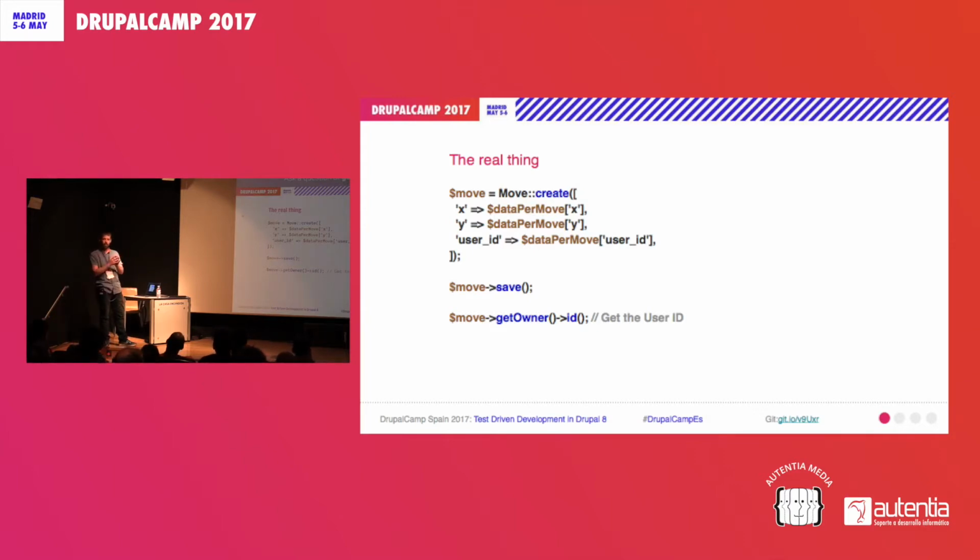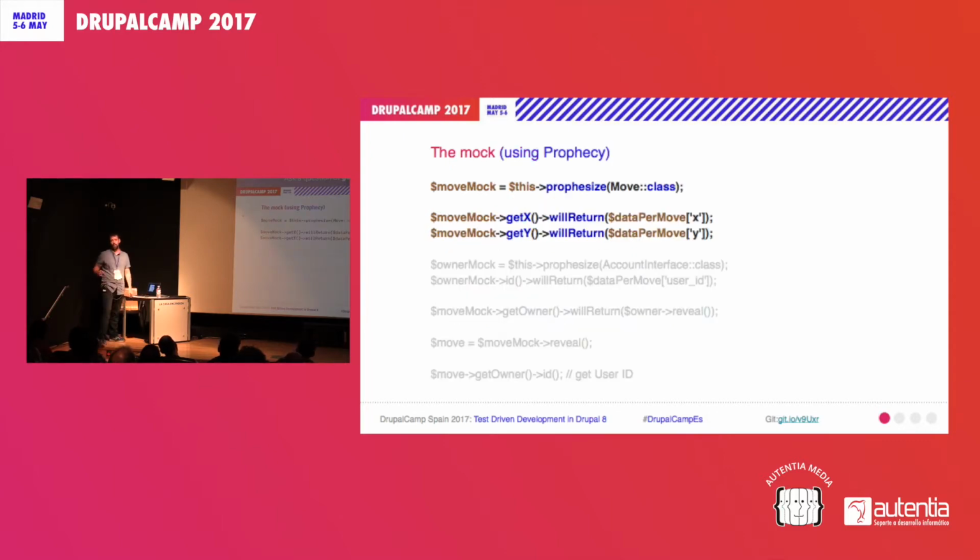I'm writing a real move, and I'm saving it to the real database, as we've seen in the kernel test. So I'm calling my static methods on my move entity. I'm going to pass on the x-coordinate from my YAML file, the y-coordinate from my YAML file, and the user ID from my YAML file. I'm going to save it, and then when I call the getOwner method, which will return the user object, and then on that user object, the ID method, I will get an ID of the user that owns this particular move. Now let's see how we would write this in a mocking way.